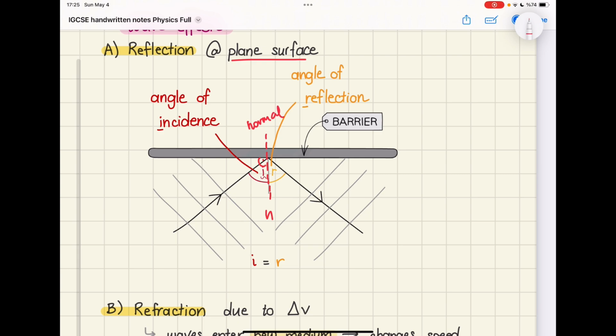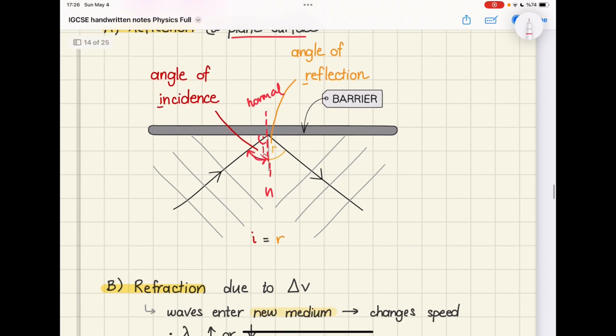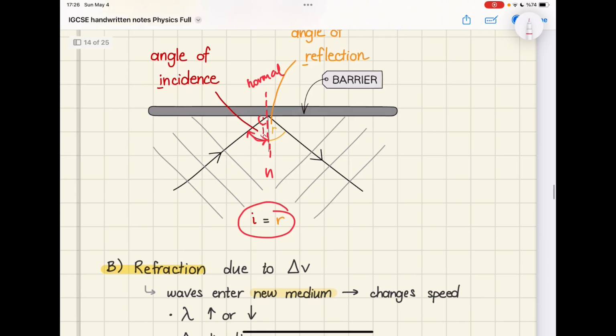Now, please do not forget that the angle of incidence coming into that barrier and the angle of reflection are observed according to the normal. Not this side here, okay? According to the normal, both the angle of incidence and the angle of reflection. And in reflection, the angle of incidence has to be equal to the angle of reflection. This is the rule of reflection.